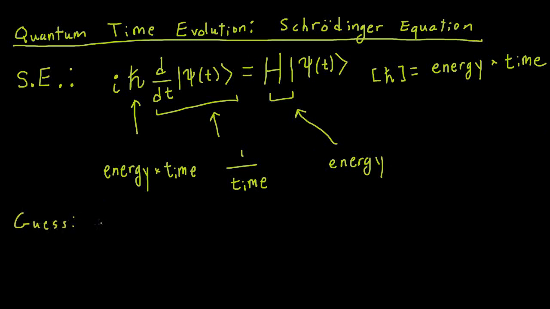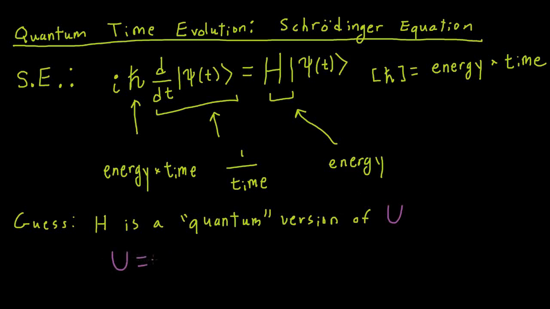Here's our guess. H is somehow a quantum version of U, where U is the classical potential energy of a spinning charge in a magnetic field, right? So we derived that U classically, but we're just making an educated guess, right? This isn't rigorous.